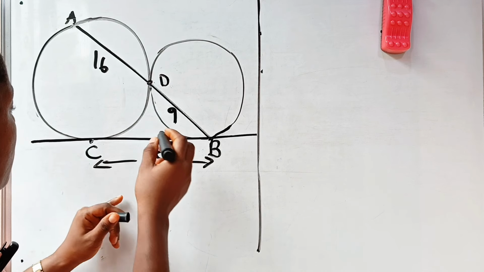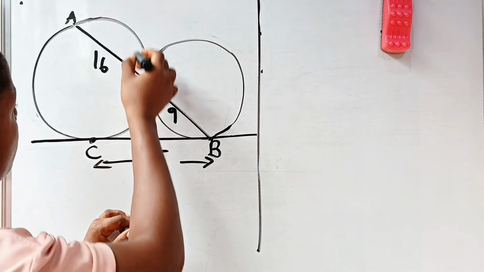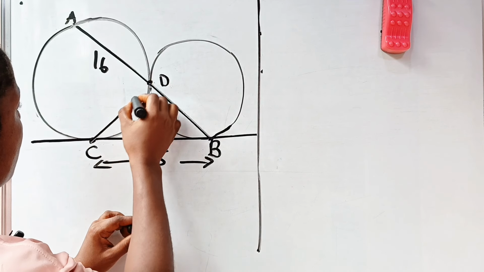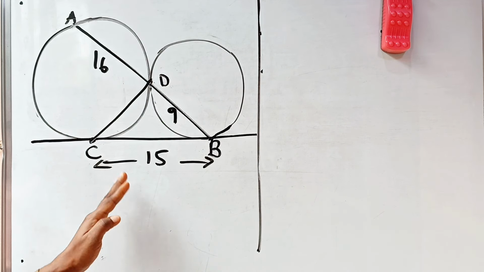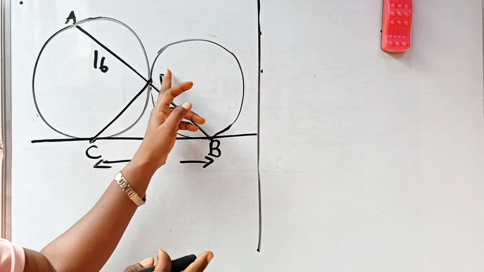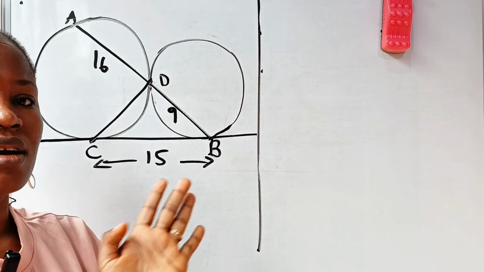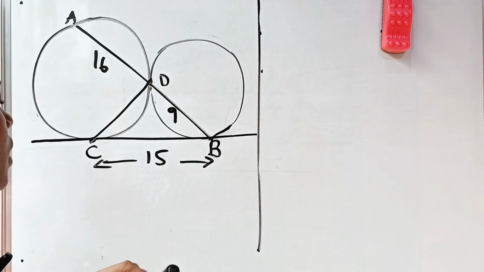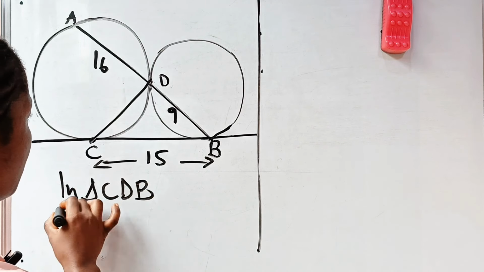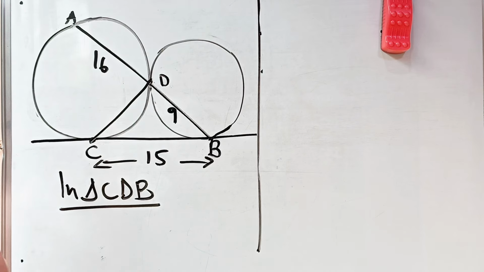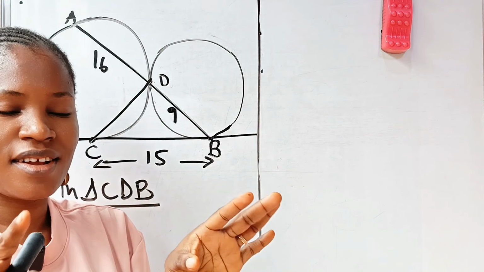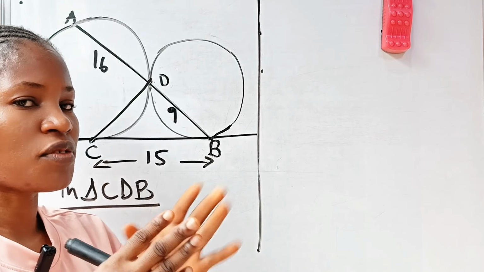So we have gotten CB to be equal to 15. Now, if I join this point of intersection between this circle and the tangent to this common point here, you will notice that I have formed a triangle CDB. All right, triangle CDB. Now in triangle CDB, I just want to get something from here.